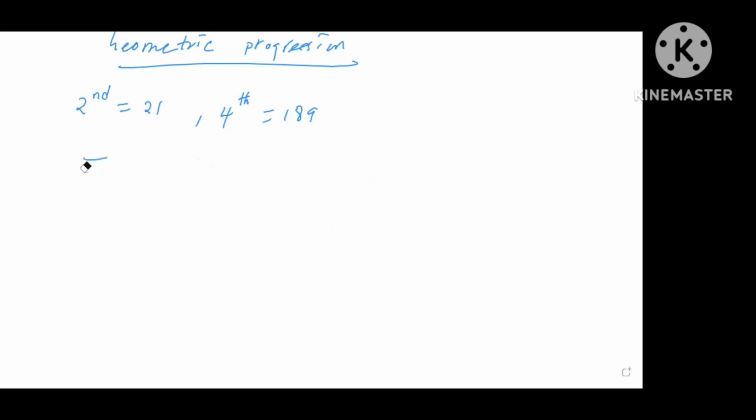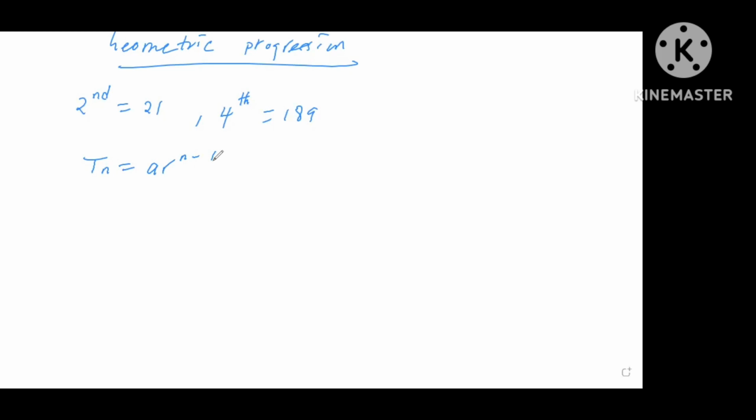So we are saying that we want to formulate two equations that comprise both the first term and the common ratio. And we know from the formulas that in order to find the nth term, we use the formula Tn is equal to AR to power n minus 1, right? Yes. You can just unmute your mic so that you communicate.